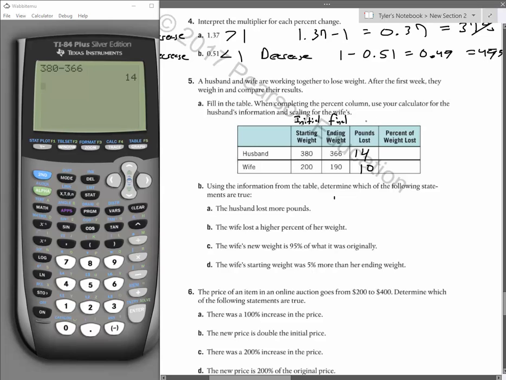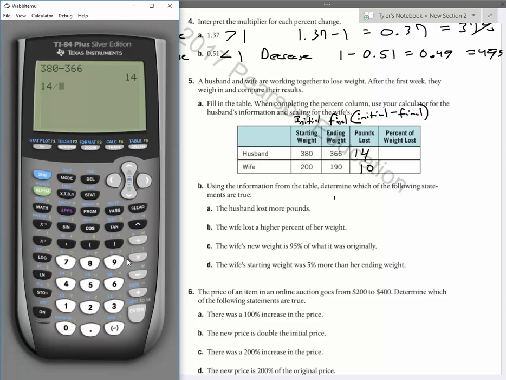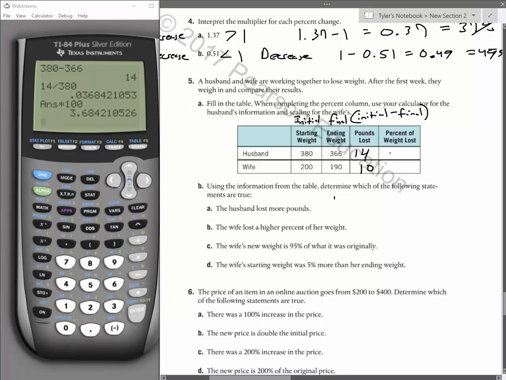So then these pounds lost, this is my initial minus my final. So think about the equation of percent change. We take the initial minus final divided by the initial. So I just need to take 14 divided by the 380. If I take 14 divided by 380, we get about 3.7%. If I multiply this times 100, I can put that in percent form. So we're getting roughly 3.7%.